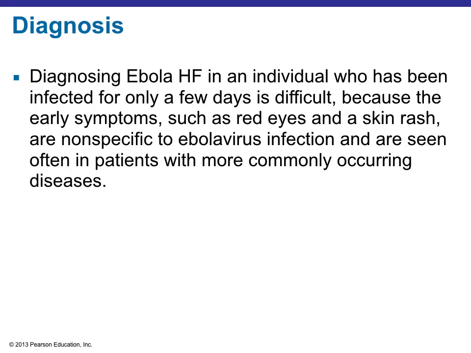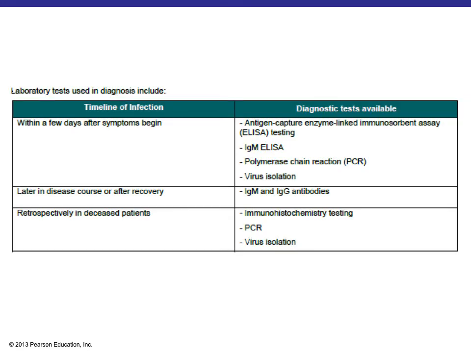Diagnosing Ebola hemorrhagic fever in an individual who's been infected for only a few days is not easy, because the early symptoms, including red eyes, skin rash, and so on, are really non-specific to Ebola virus infection, and are often seen in patients with much more common diseases. So laboratory tests used in diagnosis include an ELISA test, which is a serological test.